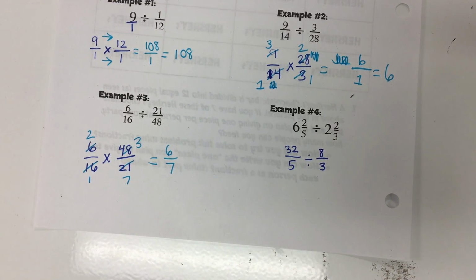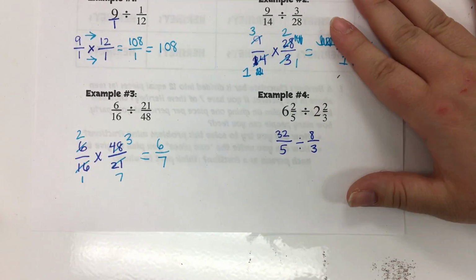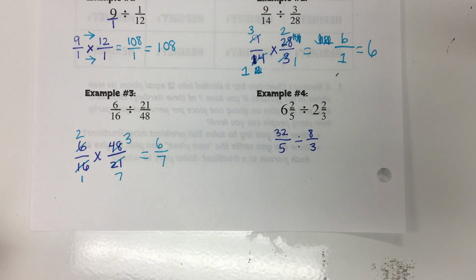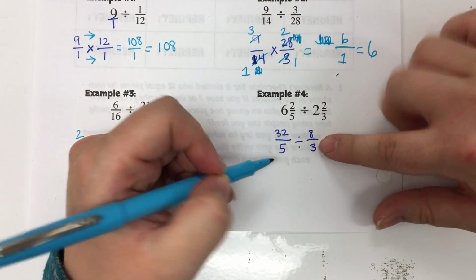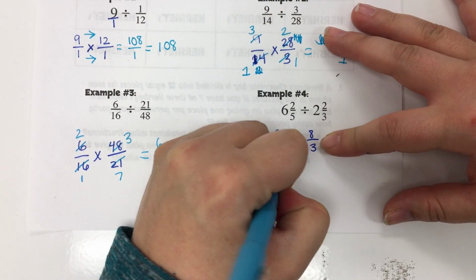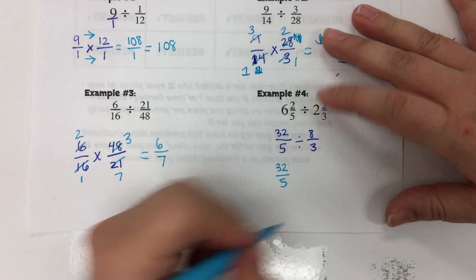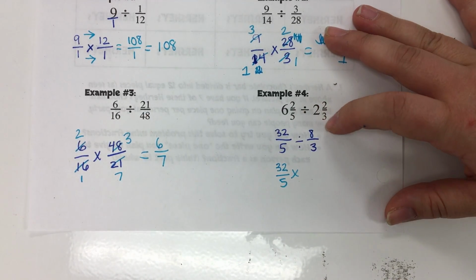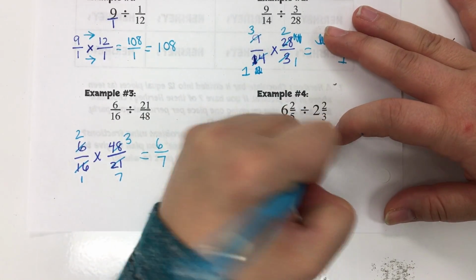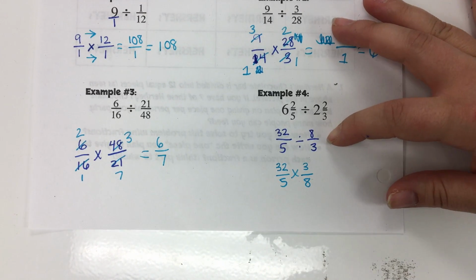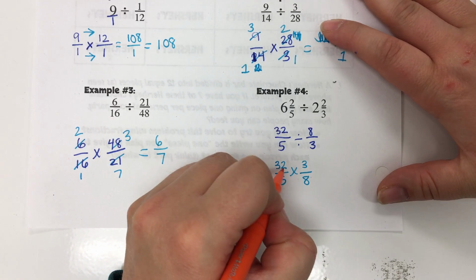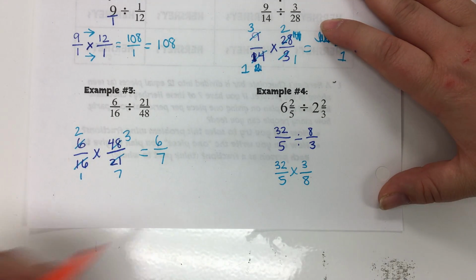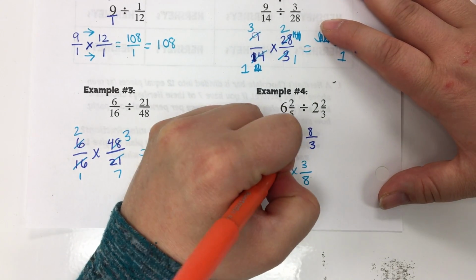Go ahead, pause the video, try this one on your own, and then come back as soon as you're ready to check your answer. All right, let's go ahead and check our answer. We've got 32/5 divided by 8/3. So we're going to keep the first fraction the same. We're going to switch the division sign to a multiplication sign. We're going to flip the second fraction to 3/8. Now we're going to ask ourselves, can we cross cancel? Can we simplify these? 32 and 8 have a GCF of 8, so 32 divided by 8 is 4.